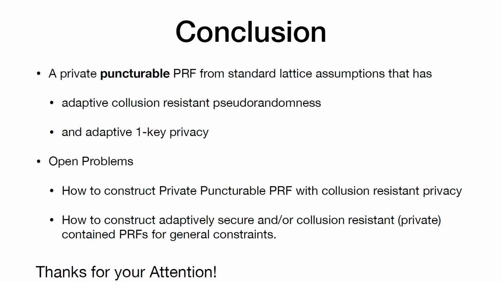Actually, the paper has 2 main techniques: the adaptive security and the collusion-resistant. Yeah, I think the collusion-resistant technique may be applied for more general constraints. I guess it can be, but maybe it can't be used to achieve collusion-resistant private constraint PRF, because the technique for collusion resistance doesn't apply to the privacy property.